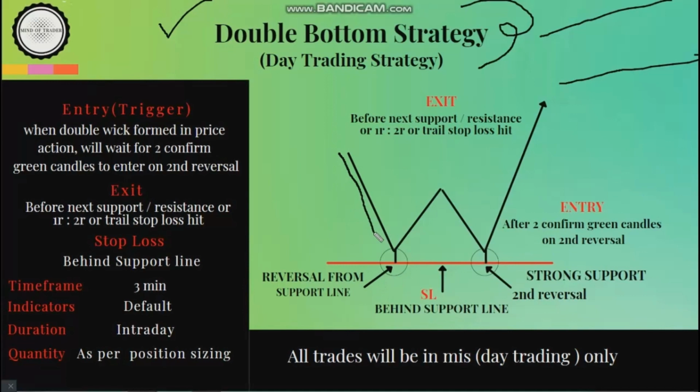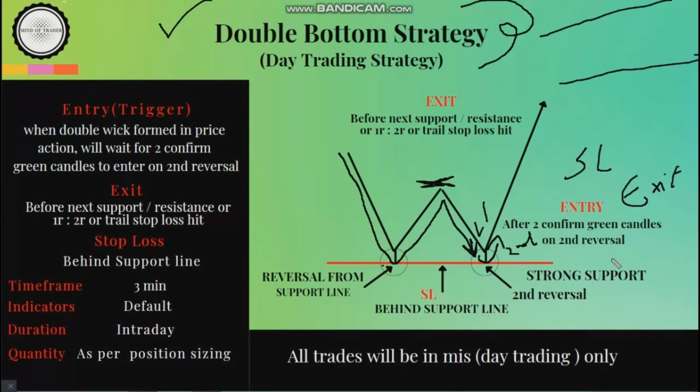If the price action candle is going down and it takes a sharp reversal from some support, goes up, takes some resistance somewhere here, and then comes back to test the same strong support, now if it takes a sharp reversal again on the second attempt, this is our trade setup. We wait for our two green candle confirmations and then we enter the trade. Stop loss remains the same, exit remains the same.